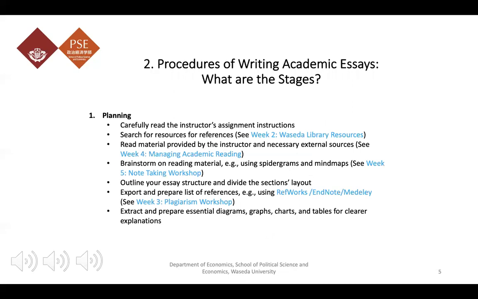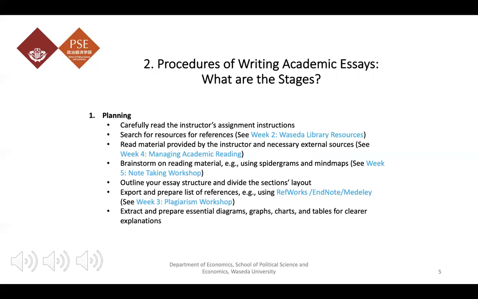So after talking about the three general types of academic essays, I will be discussing some of the tips you might think about when you have an assignment from the professor to write an academic essay. So you should carefully read the instructor's assignment instructions, search for resources, references, and citations. And importantly, you should read the materials that are provided by the instructor.